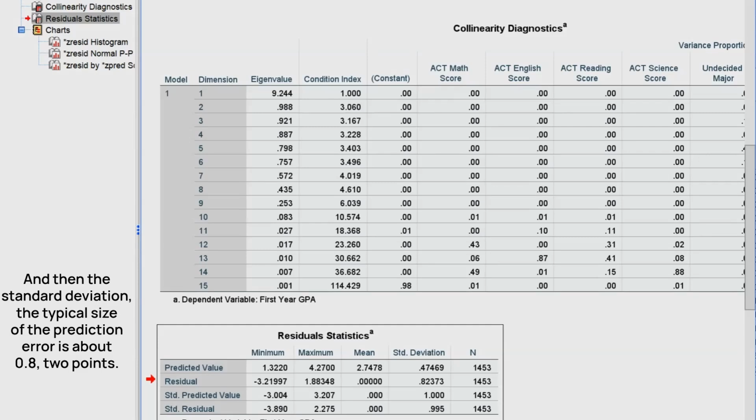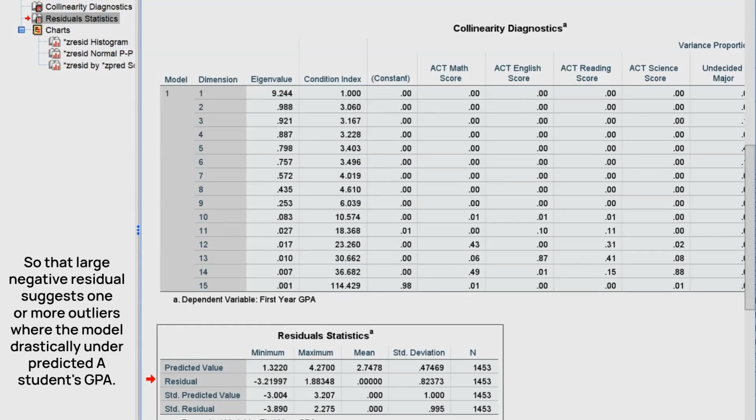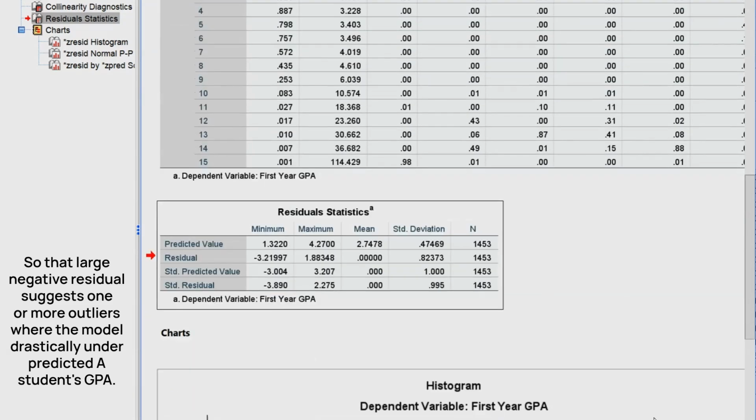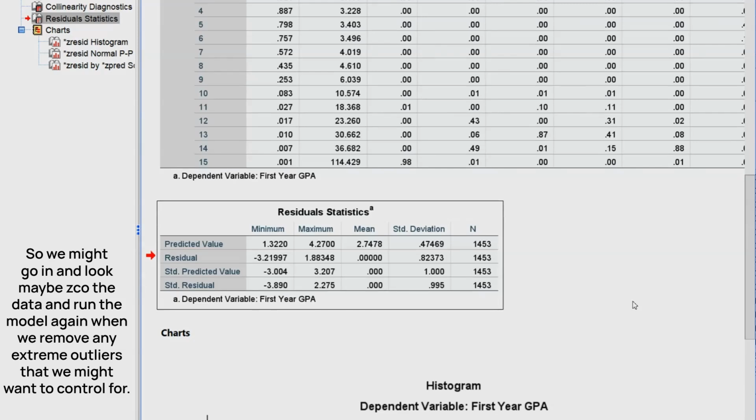And then the standard deviation, the typical size of the prediction error, is about 0.82 points. That large negative residual suggests one or more outliers where the model drastically under-predicted a student's GPA. So we might go in and look, maybe z-score the data and run the model again when we remove any extreme outliers that we might want to control for.